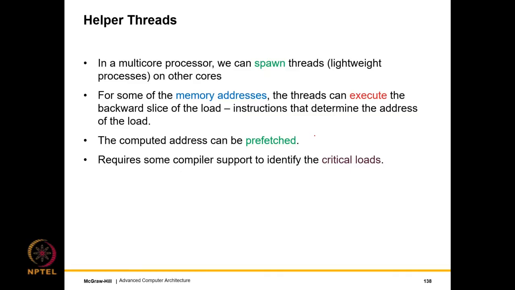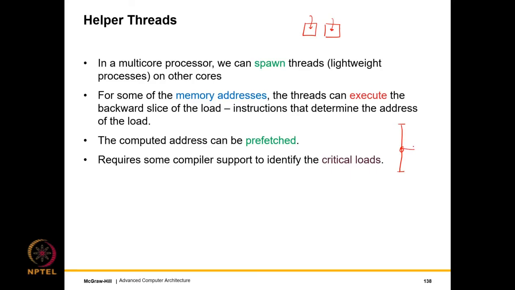Something similar was proposed by another group called helper threads. Here, of course, we have multiple cores, not a single one. So in a multi-core processor, we can spawn threads or lightweight processors in other cores. If you have one thread over here, we can spawn another small thread over there. Let us assume in the program there are some load instructions that are prone to misses. They often miss.